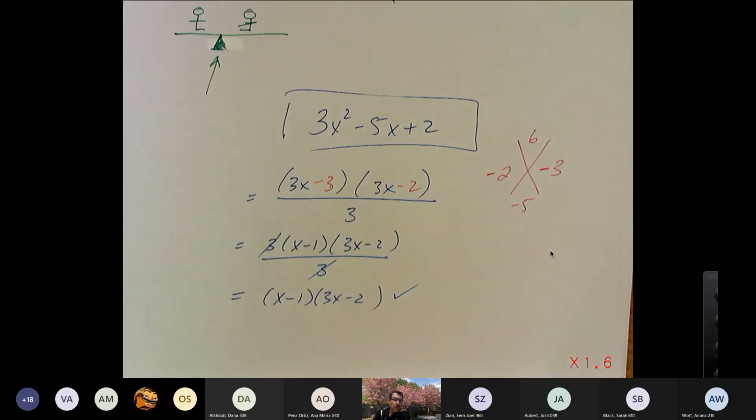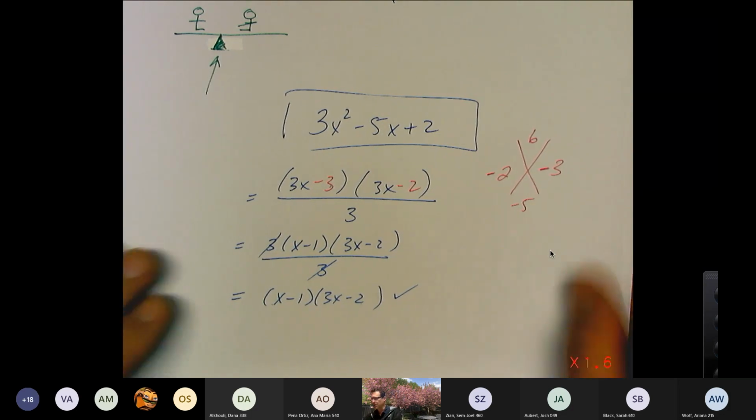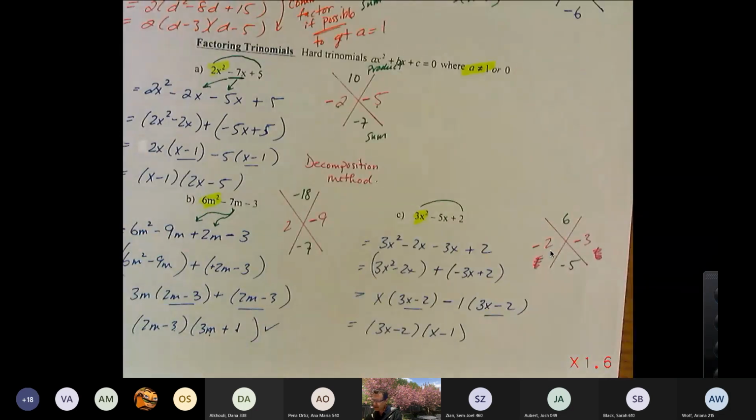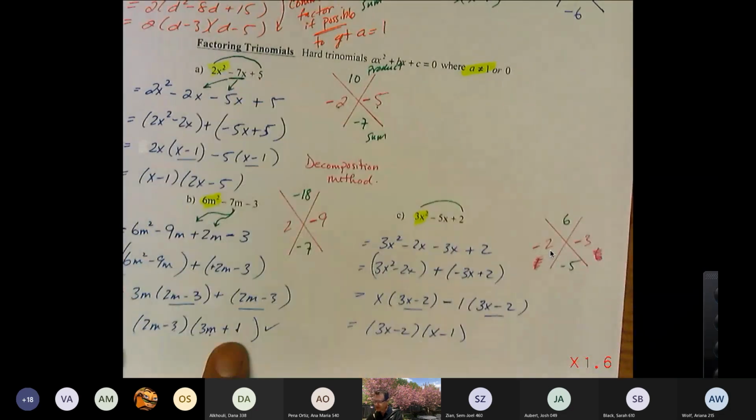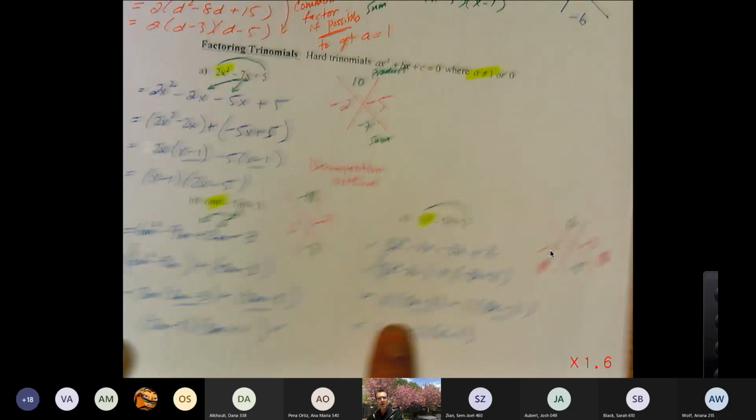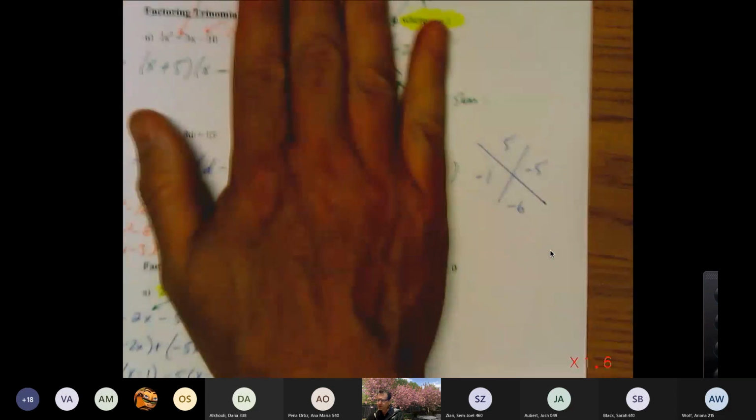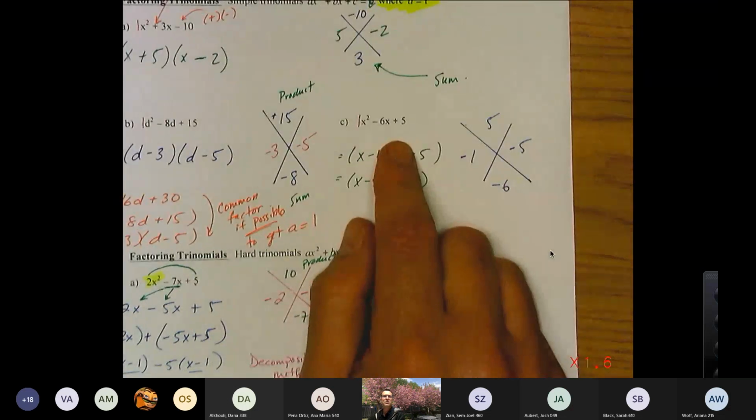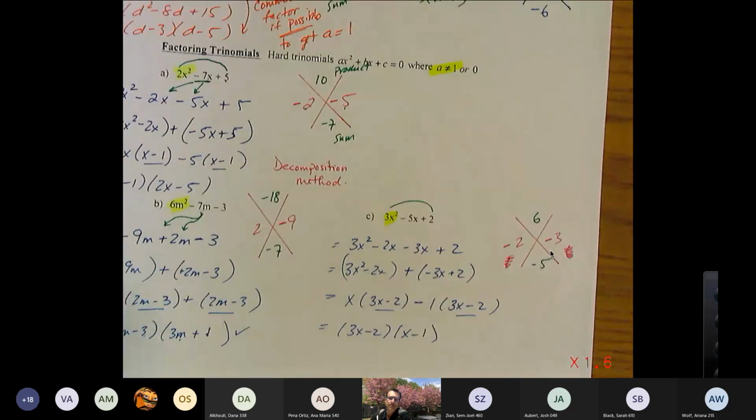And I suggest for my grade 11 students that you learn both. And when I say suggest, I'm saying learn both. So be able to do all 3 questions using seesaw and be able to do all 3 questions using decomposition, be able to do simple trinomials using the shortcut, and be able to do it using decomposition.